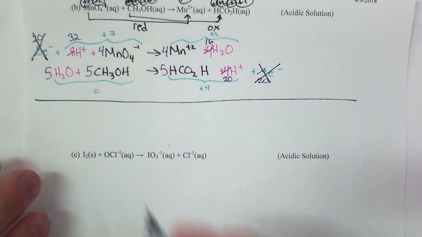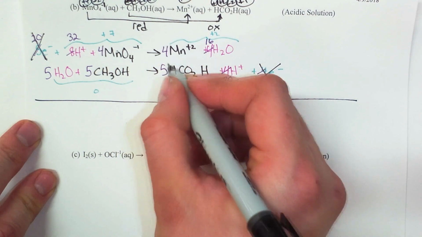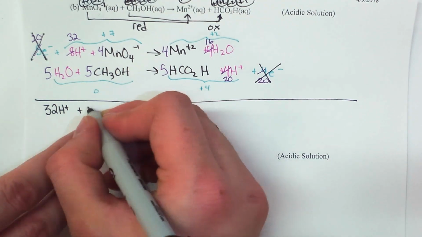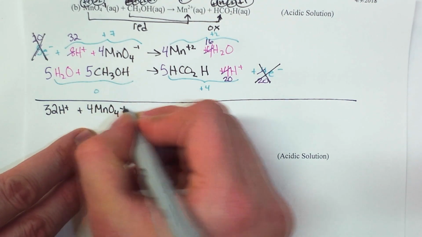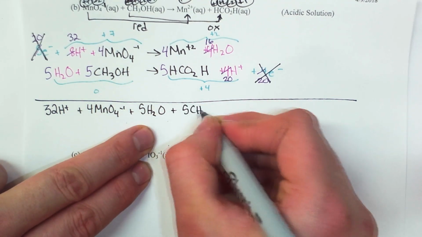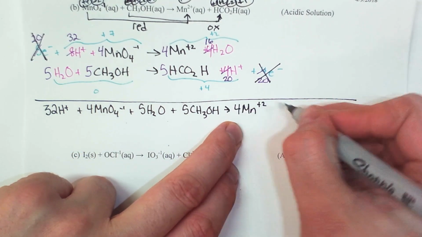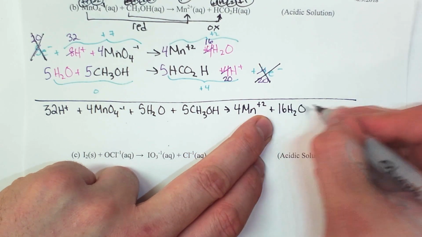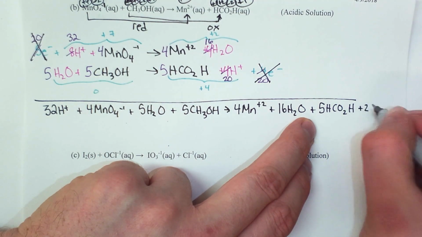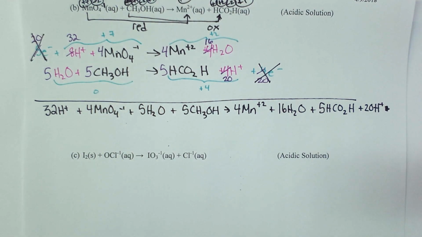We can go through and add it up. Sometimes it's really helpful if the arrows are lined up when you're doing this step. 32 hydrogen ions, plus 4 permanganate, plus 5 water, plus 5 methanol. Gives me 4 manganese, plus 16 water, plus 5 formic acid, plus 20 hydrogen. And we're not going to add that. We're obviously not going to add the electrons in.